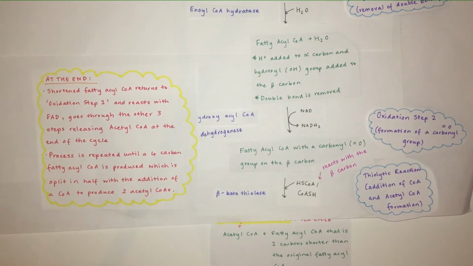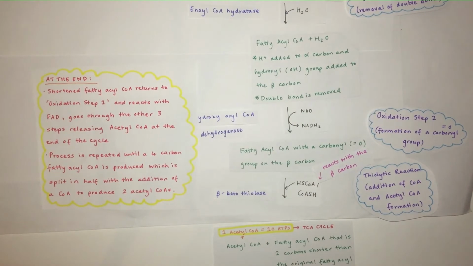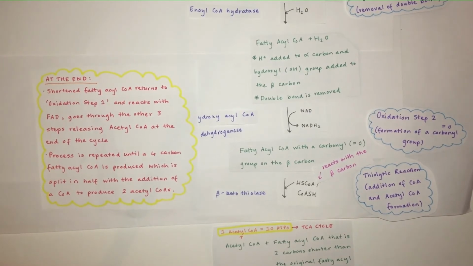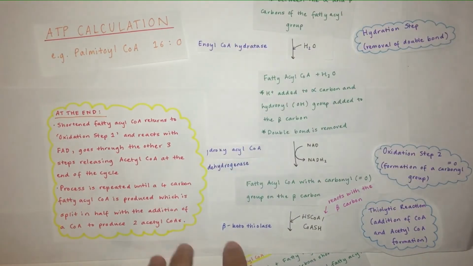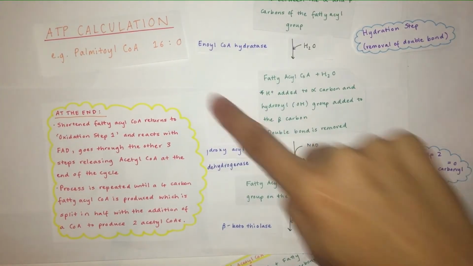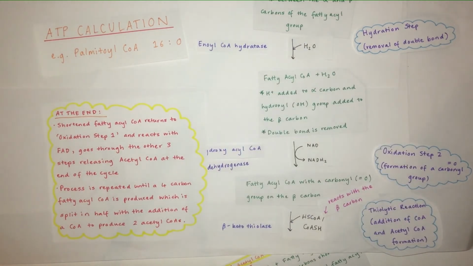The most important part about this process though is how much ATP we are generating. So I've written here that 1 acetyl CoA is 10 ATPs, and we know this from the TCA cycle because 2 acetyl CoAs in the TCA cycle make 20 ATPs all up, and if we divide that by 2, 1 acetyl CoA will get you 10 ATPs. So let's do an ATP calculation, for example, for palmitoyl CoA, which has 16 carbons and no double bonds.